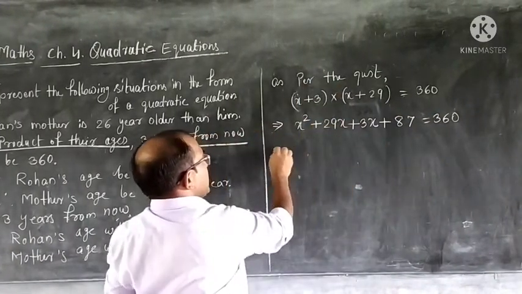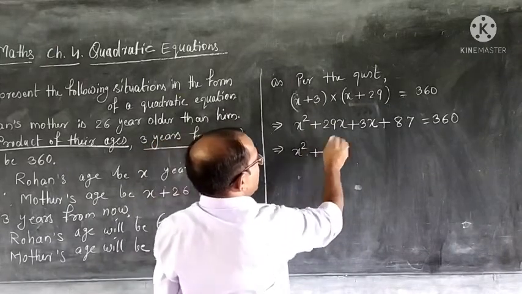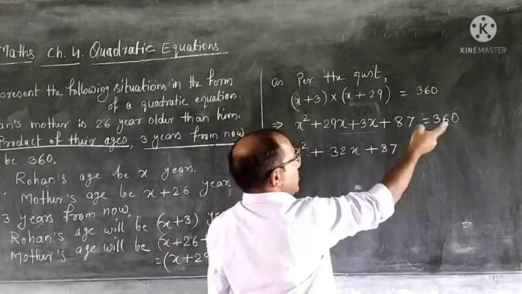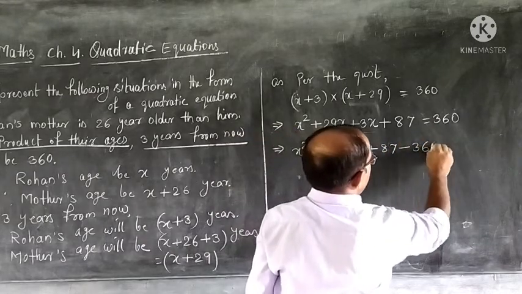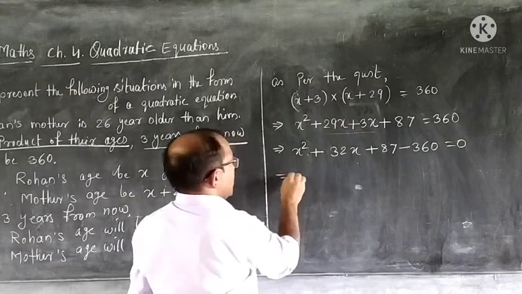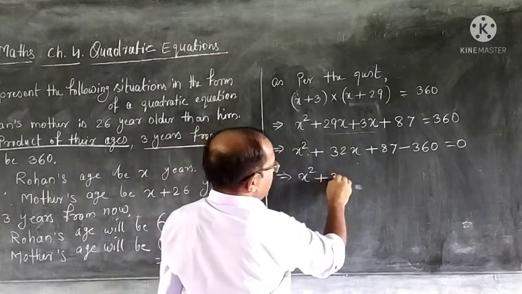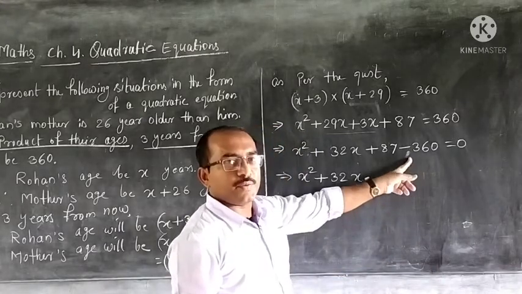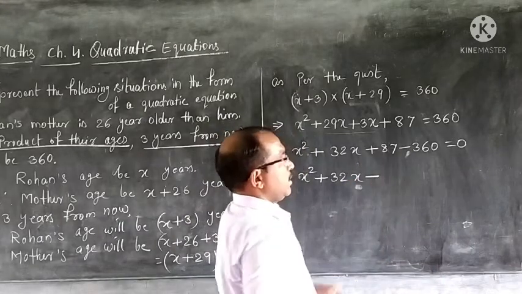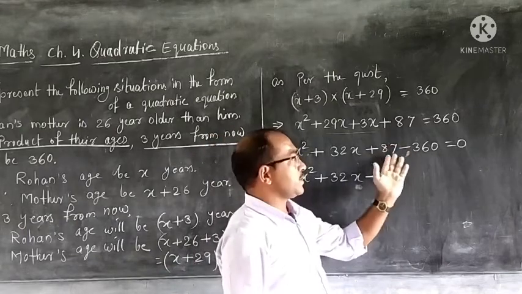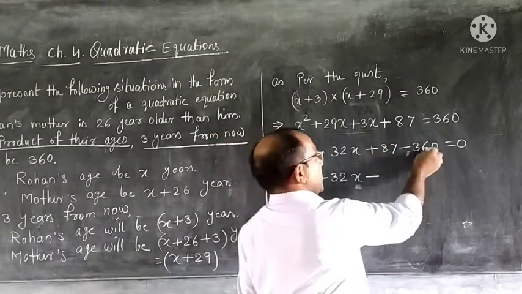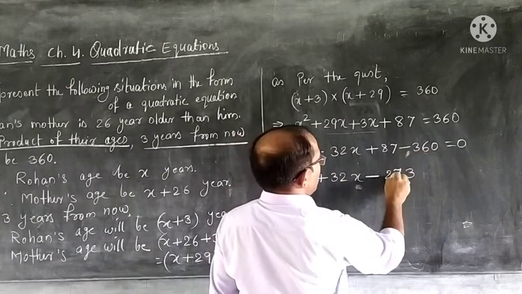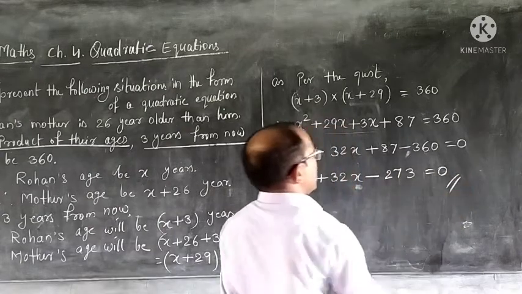Bring everything now to the LHS. X square is here already, 29 plus 3, 32x, plus 87 is here, and what will come? 360, changes sign becoming minus 360. We get then x square plus 32x, bigger number is negative. So, the sign will come minus, and surely one number positive, another number negative, we subtract. So, 87 minus 360 is minus 273. So, this will be the quadratic equation.